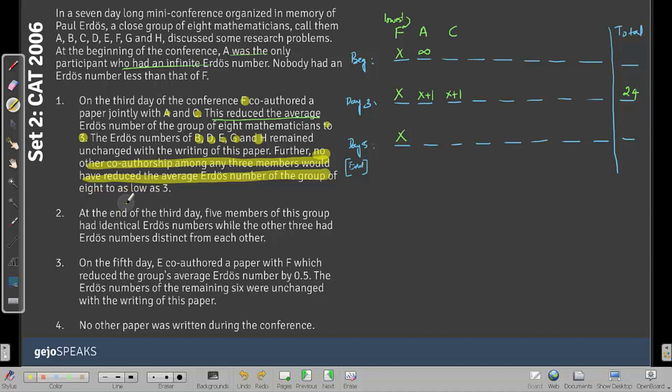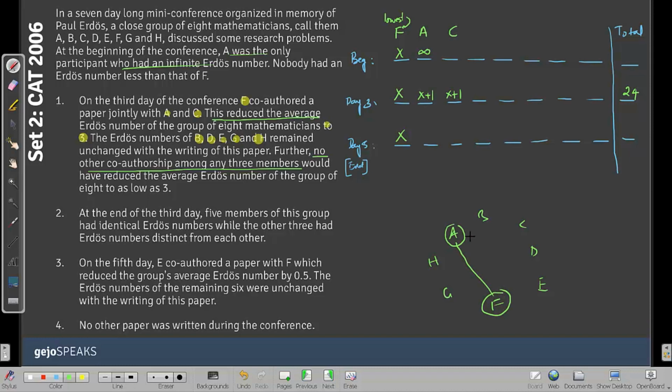So, okay, let's understand what that means. With that, no other co-authorship among any 3 members. So you have A, B, C, D, E, F, G and H. What happened in this case is F co-authored with A as well as C. No other combination is going to reduce it as low. First of all, that would essentially mean that A already started with infinity.